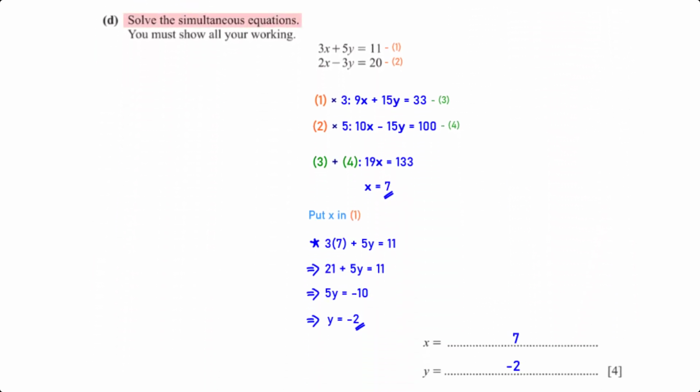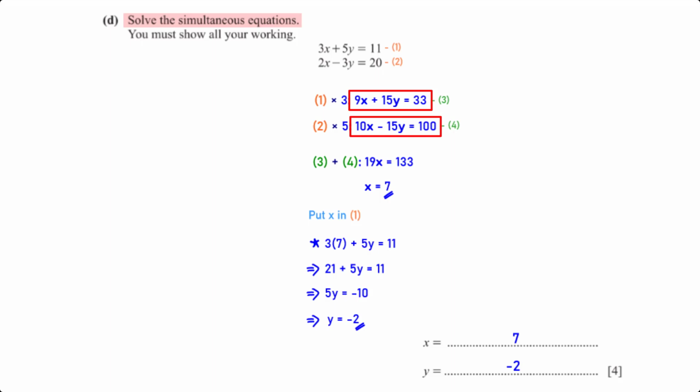Solve the simultaneous equations. You must show all your working. First, let's label the given equations. Let's use the elimination method. We want to eliminate y, so we multiply equation 1 by 3. This gives us 9x plus 15y equals 33, which we've labeled as equation 3. Then we multiply equation 2 by 5. This gives us 10x minus 15y equals 100, which we've labeled as equation 4.